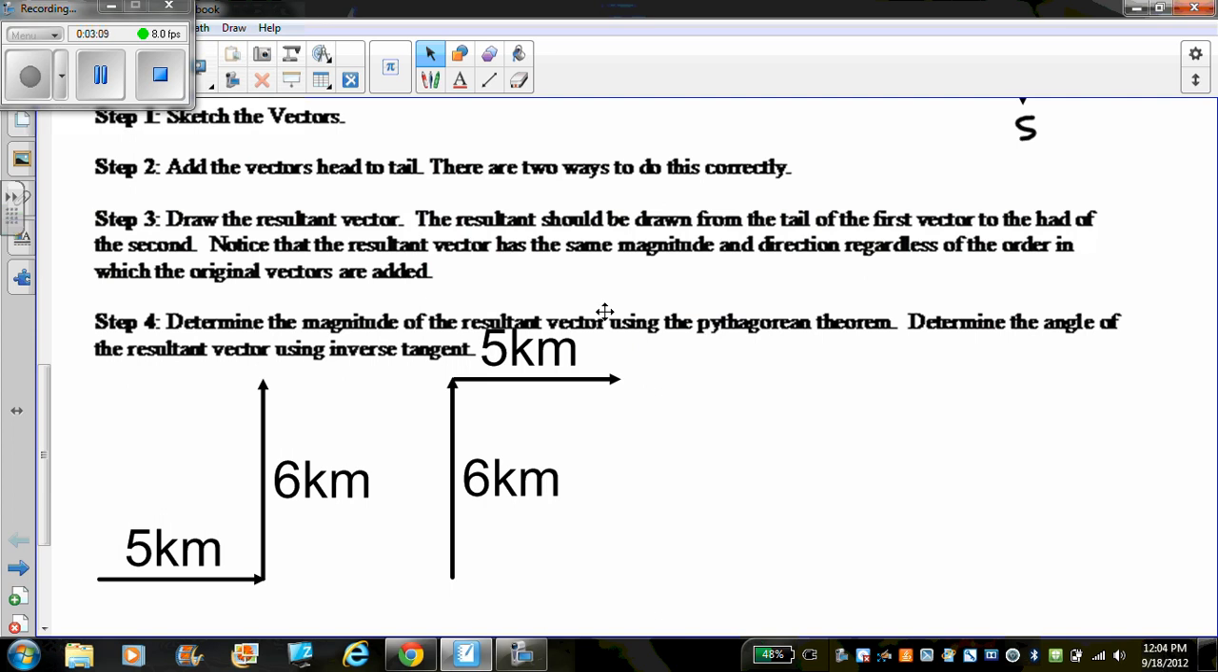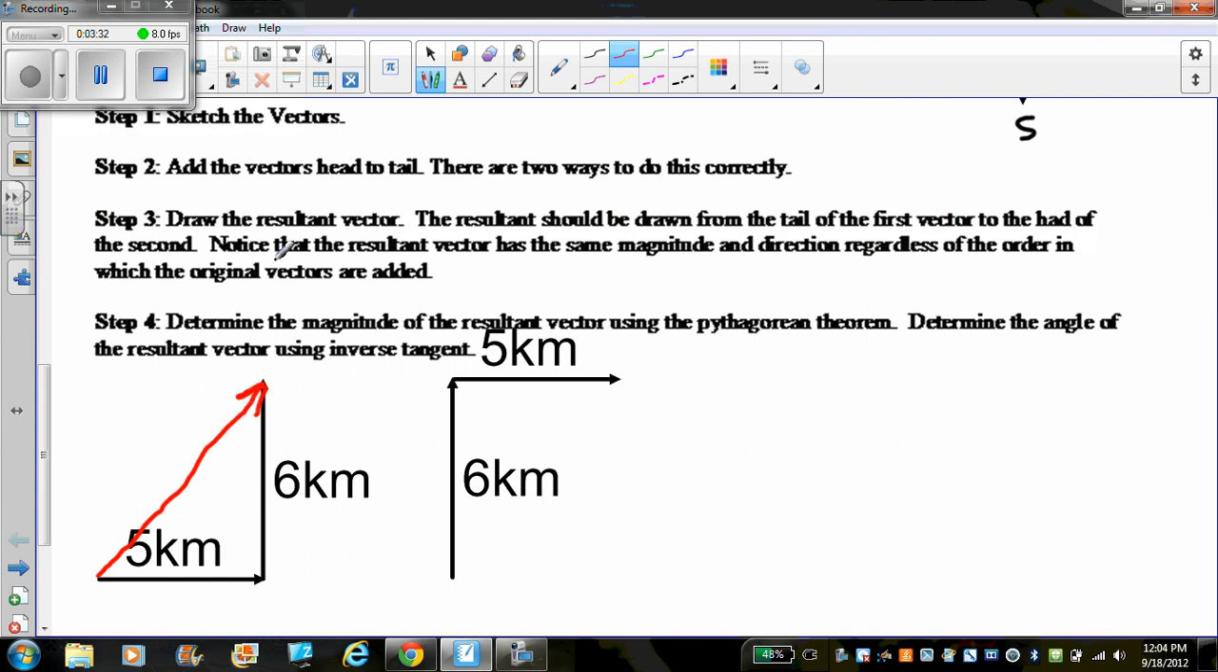Now I'm going to draw the resultant vector. The resultant should be drawn from the tail of the first vector. Here's the tail of my first vector, to the head of my second vector. So I'll go ahead and draw that in. Just going to draw a straight line as best I can.